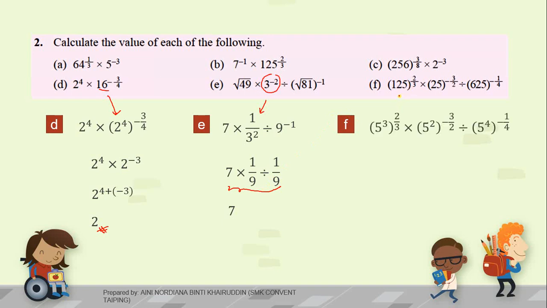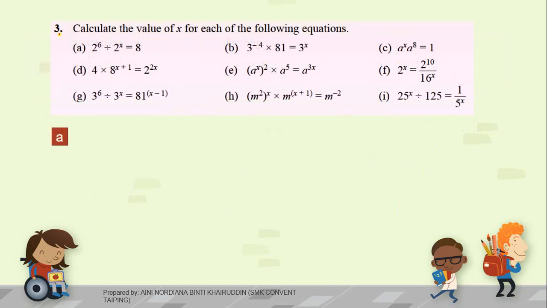F, 125 change to 5 cube. 25 change to 5 square. 625 change to 5 to the power of 4. And then you cancel out this. So you will get this. And then 2 plus negative 3 minus negative 1. You'll get 0. So 5 to the power of 0 is equal to 1.